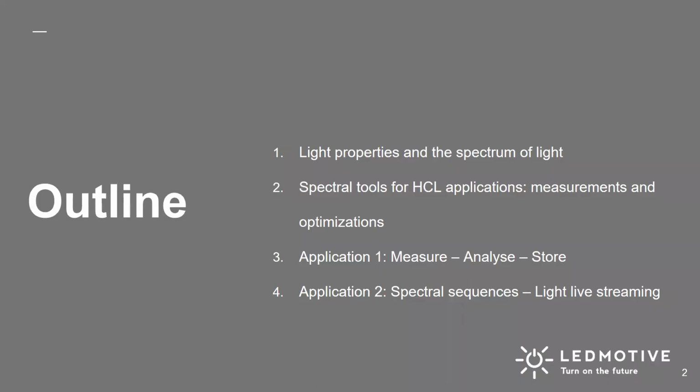This will be the outline that I will follow through this presentation. First, we will talk about light and how important it is to consider the whole spectrum of light when designing spaces. Then we will discuss different spectral tools needed to design installations, taking into account the guidelines for human-centric lighting. And finally, we will discuss two different applications or cases when using these spectral tools will be important. So let's start.